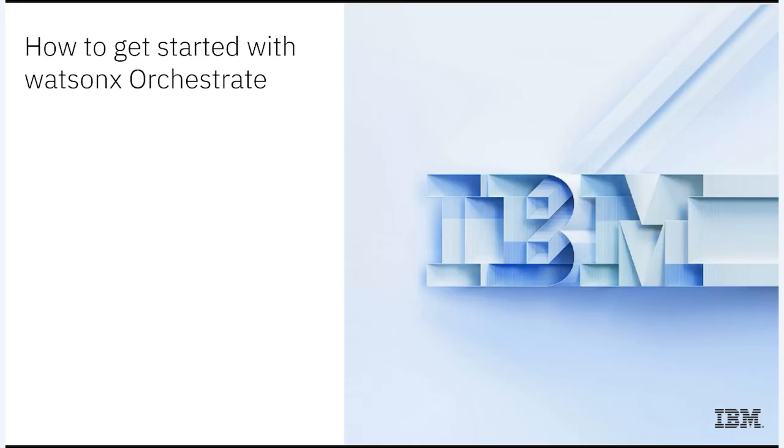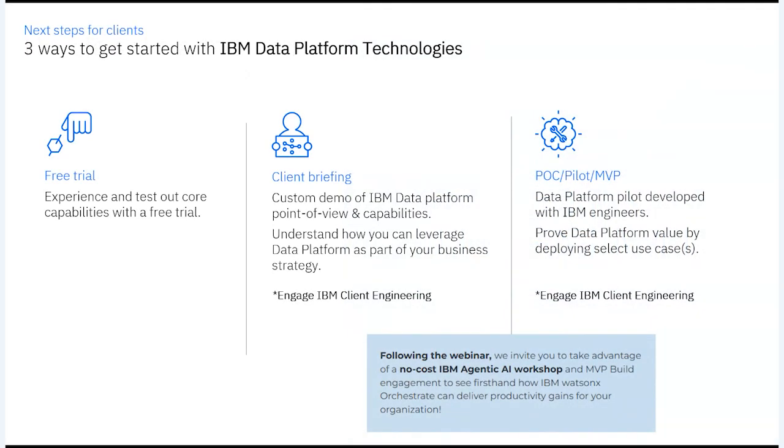So how do you get started with watsonx Orchestrate? Let's review some options. Let's define 3 clear paths for clients to begin their journey with IBM watsonx Orchestrate. You can sign up for a free trial, explore the platform hands-on, test out features, and begin seeing value in a no-risk environment. You can request a client briefing, and this is a tailored session where IBM and Logicalis experts walk through use cases, industry examples, and product capabilities that align to your specific needs and objectives.